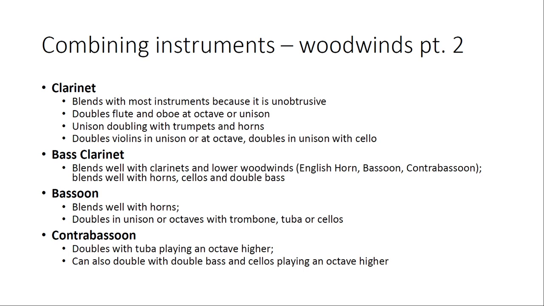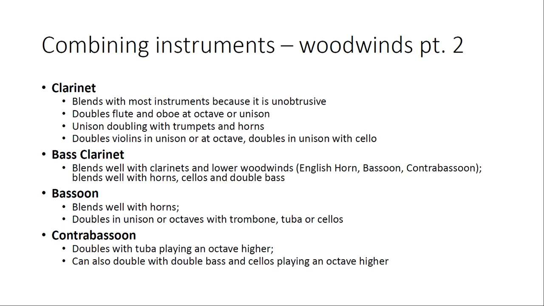Now, the bass clarinet blends well with other clarinets, of course, since they're the same family, and other lower woodwinds like the English horn, bassoon, and contrabassoon. It can also blend well with horns, cellos, and double bass because of its lower register.